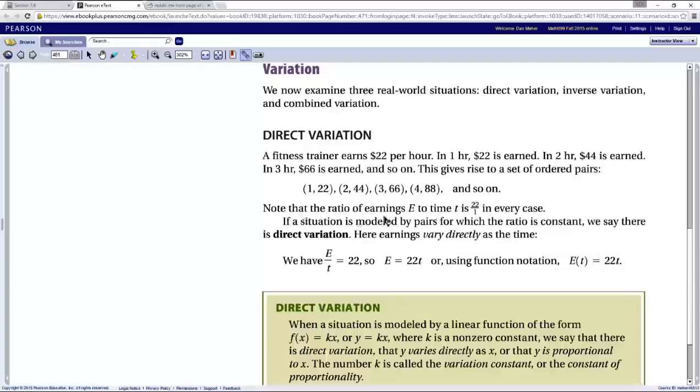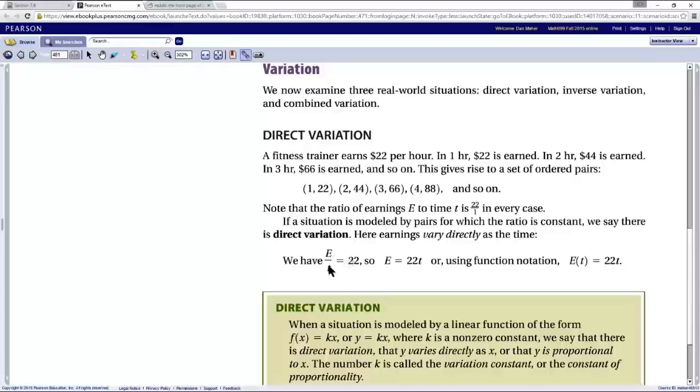With this stuff, we have a ratio of our earnings, E. They're saying E is earnings. They define this variable. It's very good to look at that so you know what you're looking at when you're going into formulas. And T is time, in this case recorded in hours, right? So 1 hour, 2 hours, and so on. If the situation is modeled by pairs for which the ratio is constant, we say there is a direct variation. Here, earnings vary directly as the time. So we have earnings over the number of hours you work equal to 22.